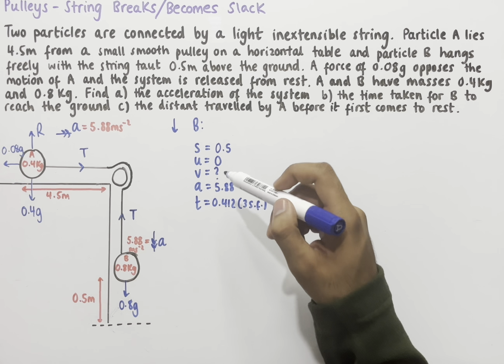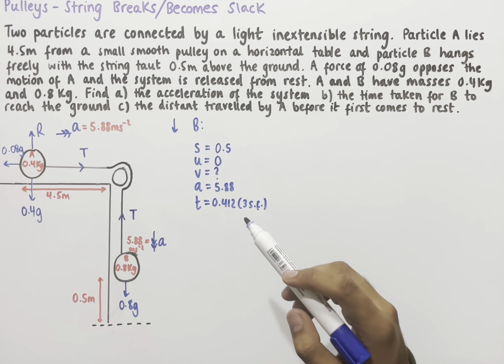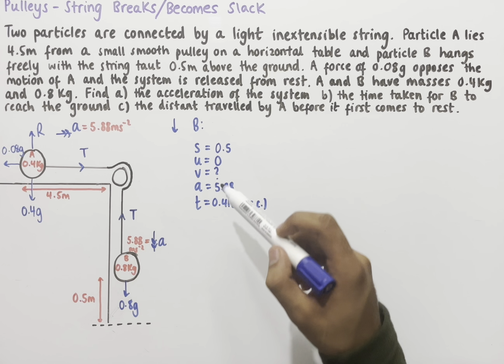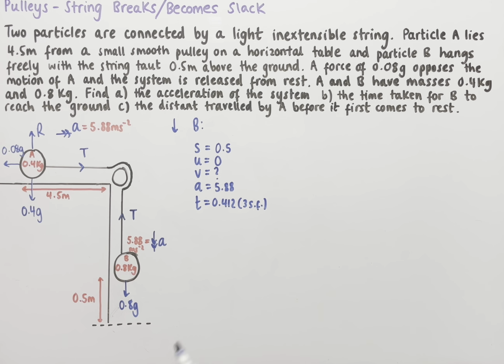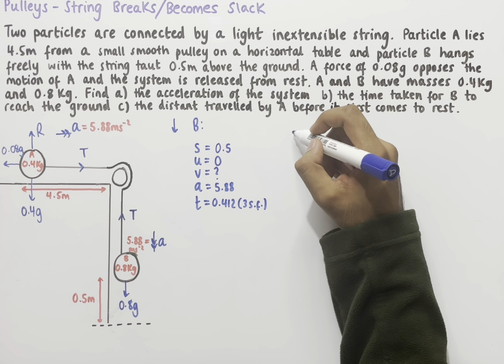And so to do this, we first need to work out the speed at which B hits the ground. Since we have the SUVAT set up from before, we can work out the final velocity using the exact values here and not the rounded value that we worked out for t, since this would result in an inaccurate answer. And so using v squared equals u squared plus 2as, we get the following.